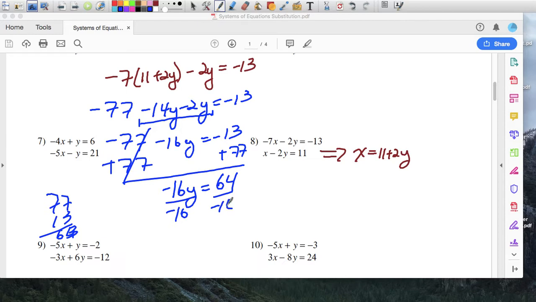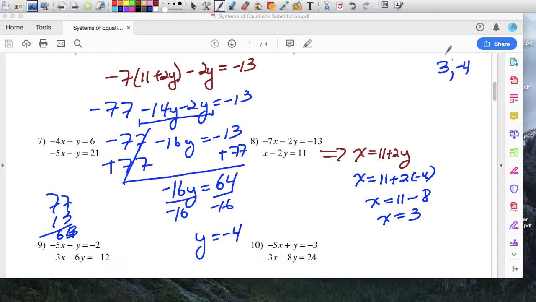So now I have my value of y, right? I'm going to go back to one of the equations. I'm going to take the second equation. And x equals 11 plus 2 times negative 4. X equals 11 plus, or minus 8. X equals 3. So my x value is 3, my y value is negative 4. Now that I have these two, I can check. So I'm going to erase a lot of this stuff.